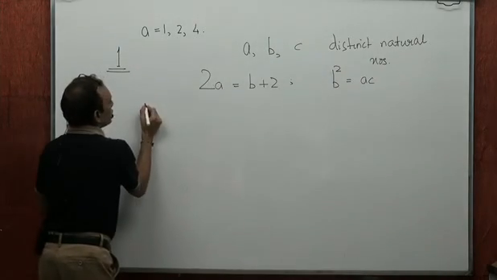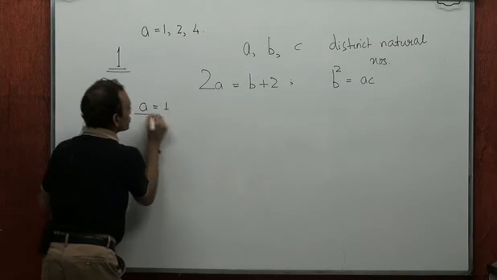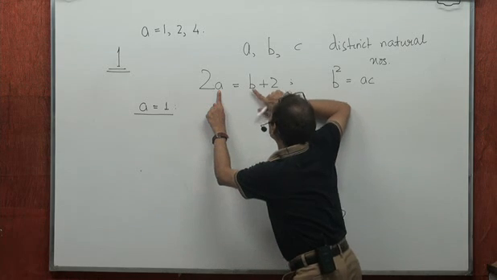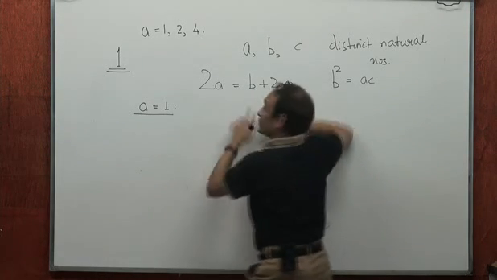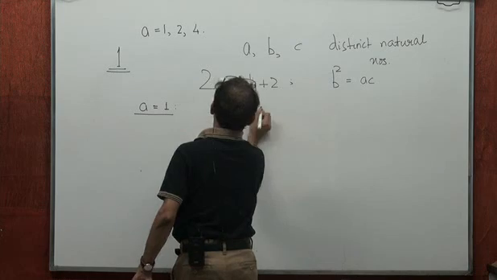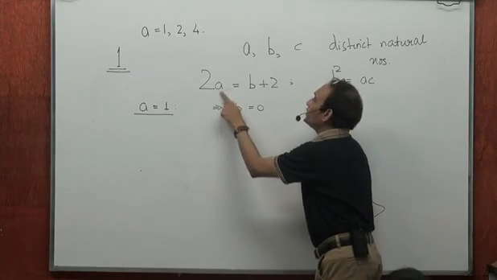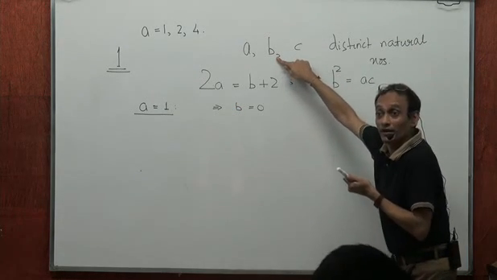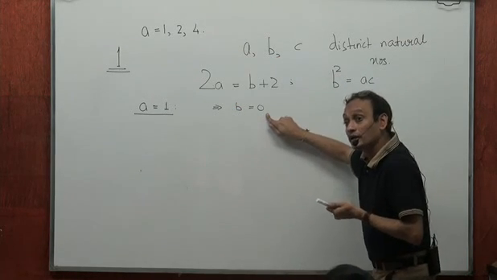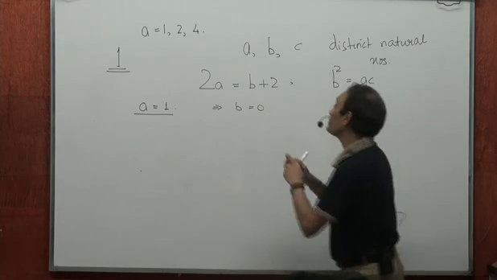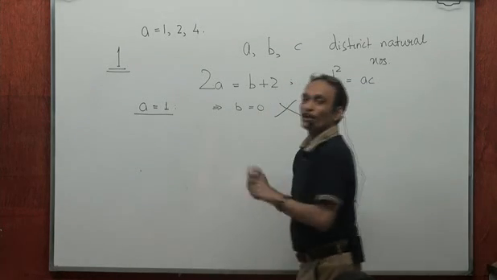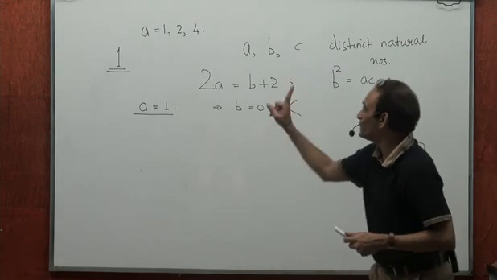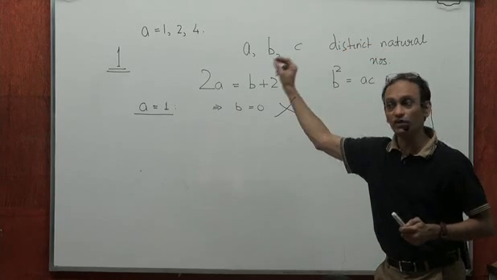Let me look at A equal to 1 and see if this could match the bill. When A is 1, you get B equal to 0 from this equation. If you put A equal to 1, then 2 equals B plus 2, so B becomes 0. But B is a natural number, and what I get out of A equal to 1 is B equal to 0, which is not a natural number. So A equal to 1 is ruled out. Right? Let me examine A equal to 2.